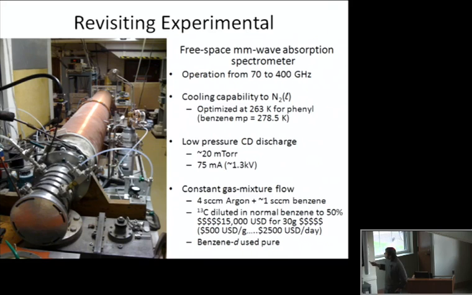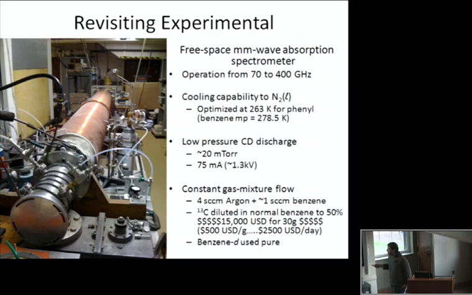You've already seen these here, but conditions slightly changed, namely because we had to work with expensive samples. In the end, we decided to not cool the instrument as much. This sacrificed a little bit of intensity, but there was some worry about going too low. The benzene melting point is 278.5, and so we didn't want to go too much lower for fear of freezing out the sample on the inner walls. We also used the same low pressure discharge, running about 20 millitorr of gas and using the same discharge conditions. In the end, we used 4 standard cubic centimeters of argon and about 1/4 of that of benzene.